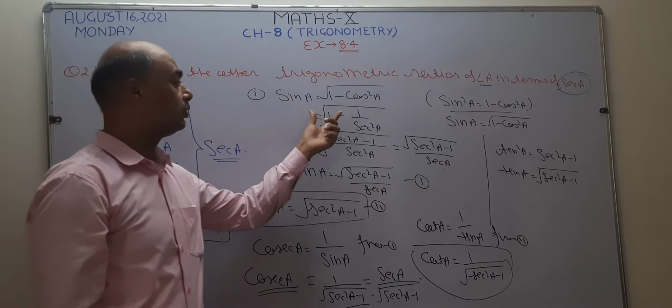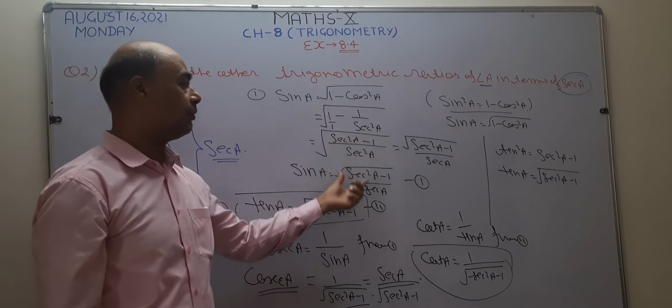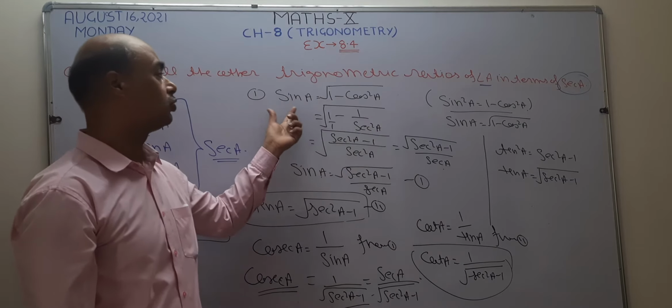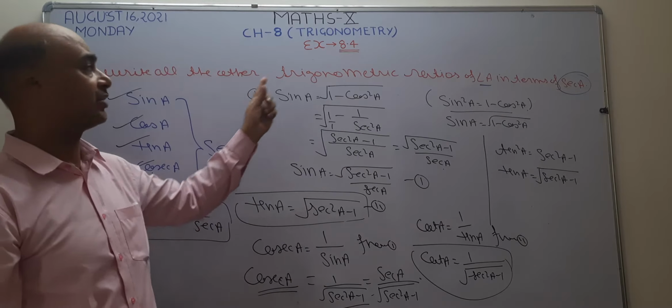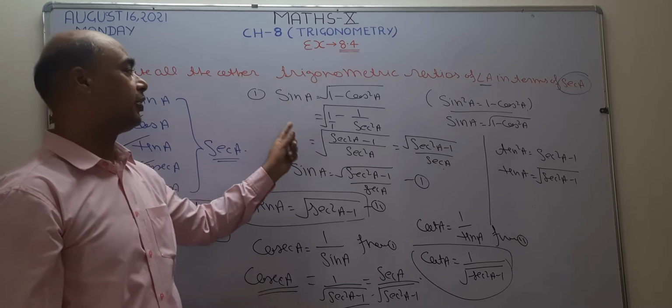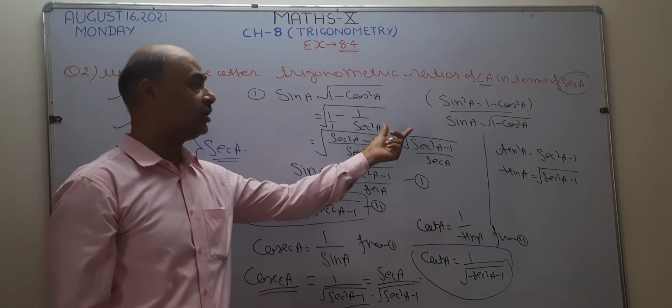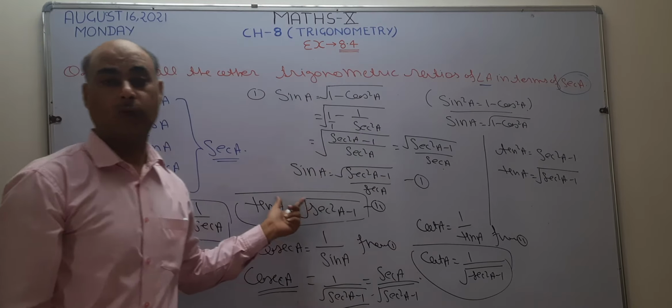Without learning these trigonometry tables and the reciprocal part, we are not going to solve even a single question of this exercise. So it's very important that you learn all the identities and the reciprocal part of the trigonometry ratios. Okay.